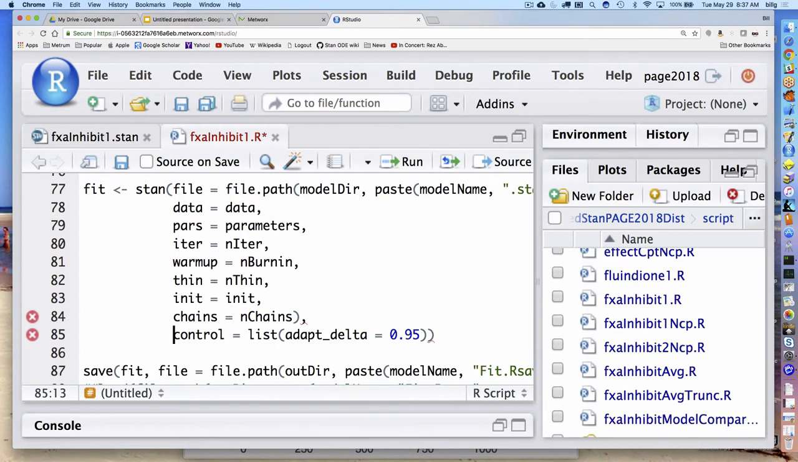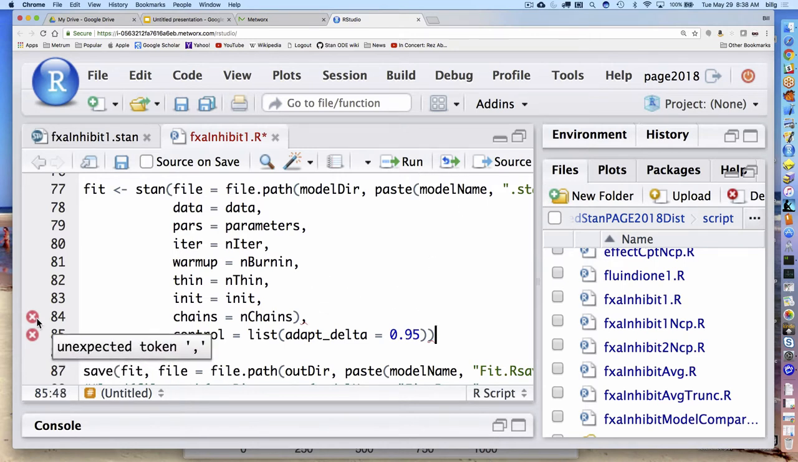Usually, the usual thing is after 0.8 doesn't work, I try 0.9 and then 0.95. And if you see a progression where it's actually decreasing the number of divergent transitions by a reasonable, substantial amount, then I might continue down that path. But sometimes what you find is that any reasonable value you throw at it just doesn't do it, in which case we resort to reparameterization.